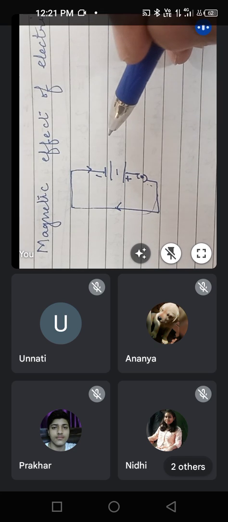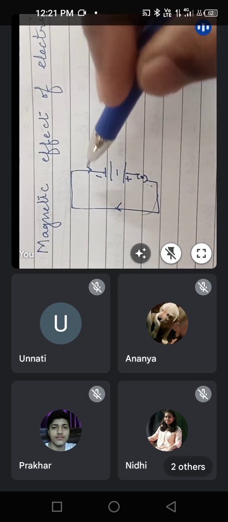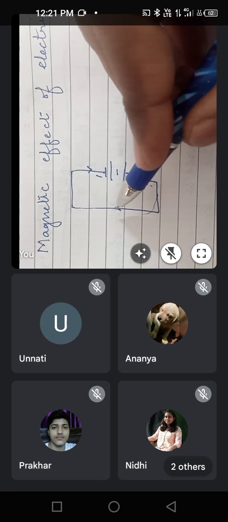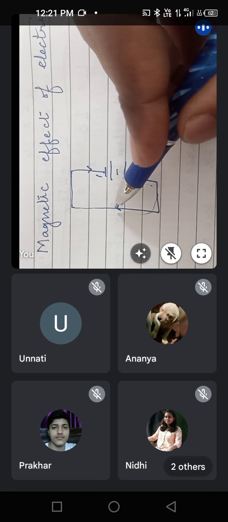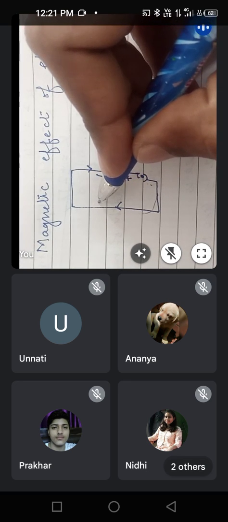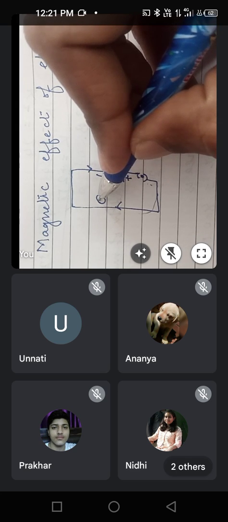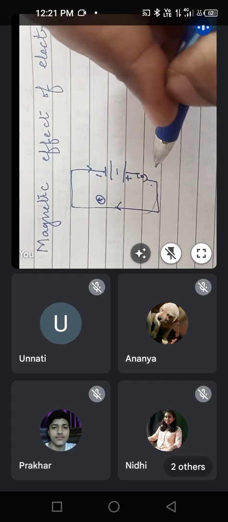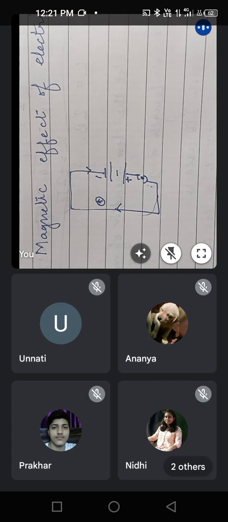So current is flowing here. When current is flowing in this wire, then what happens? At any place here, you keep a magnetic needle close to it. You see deflection in the magnetic needle when the current is passed. So when current is passed in the wire, then a magnetic field is generated around this wire.